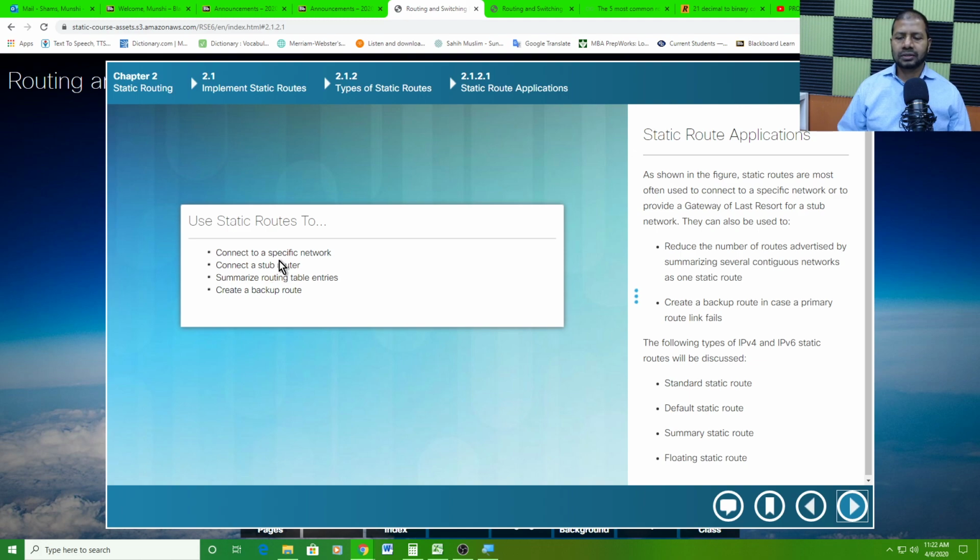Okay, so when do I use the static route? Connecting to a specific network, a known network, fine. If I know the route, I can write it down. Number two, connect to a stub router.